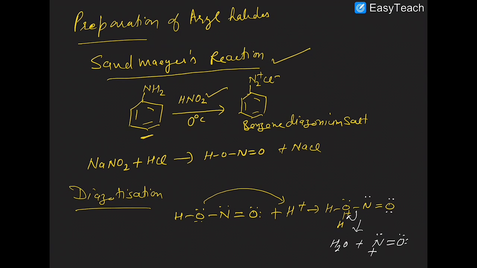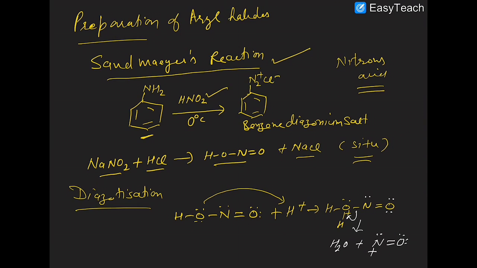I am repeating, wherever nitrous acid is required, it is prepared in situ: sodium nitrite reacts with HCl to give you nitrous acid and NaCl, and it is present in solution where it has to be consumed there itself. You produce the HNO2 in the condition where it is consumed by itself.